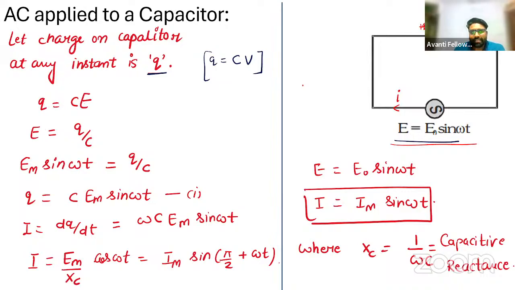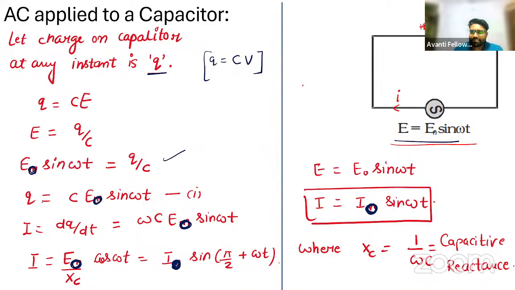E here will become Q by C. E की value is given as E naught sin omega t, so it will become E max sin omega t, or E naught, you can take it as E naught also or E max, whatever you like. EM भी गलत नहीं, EM is also correct. So E naught sin omega t equals Q by C. This step. After that, Q is equal to C E naught sin omega t.